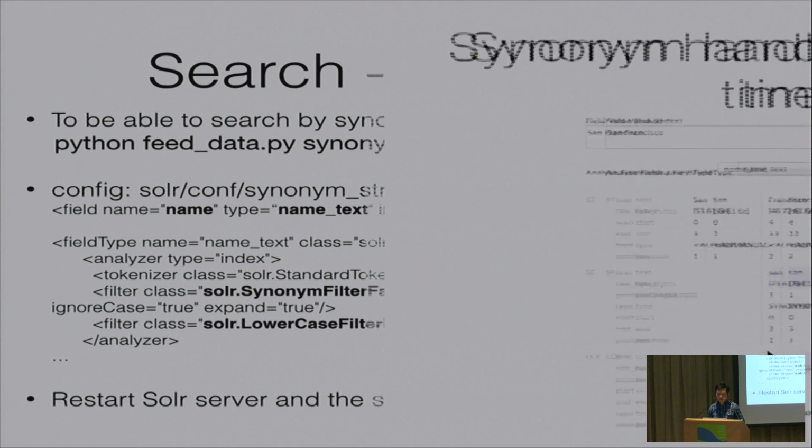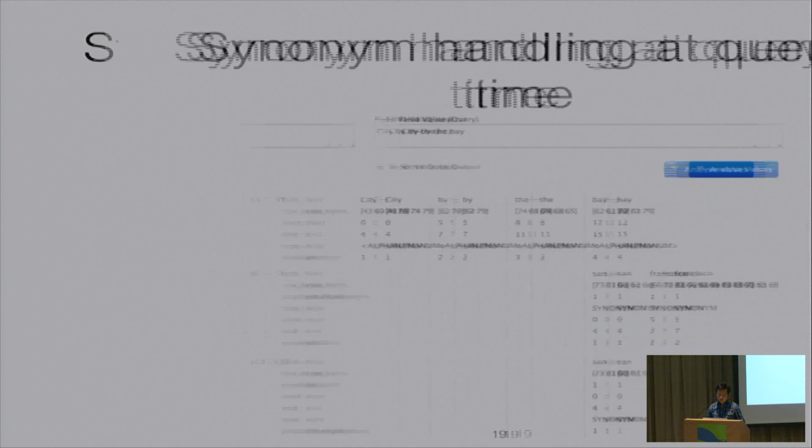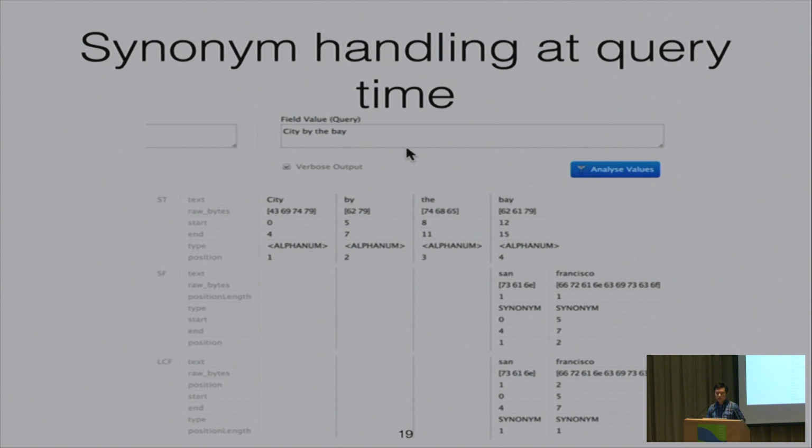Let's see an example. During the indexing time, San Francisco will still be San Francisco, but at query time, in the synonym list we have lots of synonyms for San Francisco. One of them is City by the Bay. So during the query time, the synonym filter will apply on the query, and it will translate City by the Bay to San Francisco.